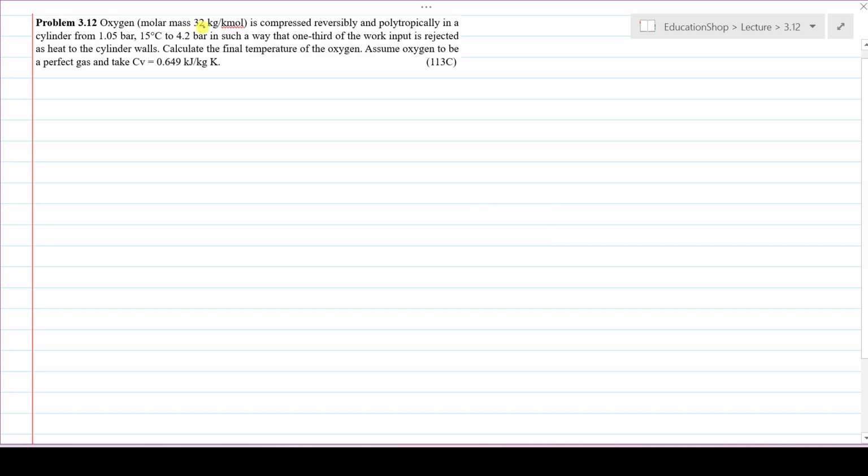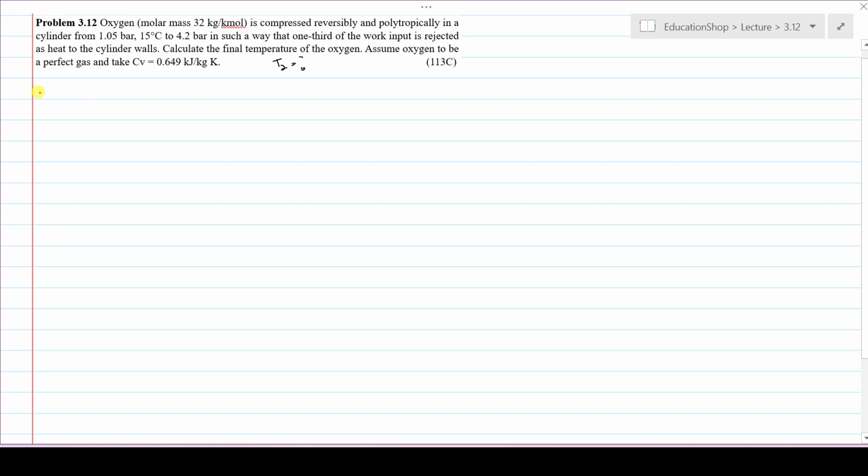Oxygen, molar mass 32 kg per kmol, is compressed reversibly and polytropically in a cylinder from 1.05 bar, 15 centigrade, to pressure 4.2 bar in such a way that 1/3 of the work input is rejected as heat to the cylinder wall. Calculate the final temperature, T2, of the oxygen. Assume oxygen to be a perfect gas and take CV as 0.649 kJ per kg Kelvin.